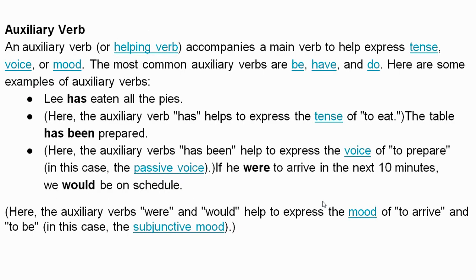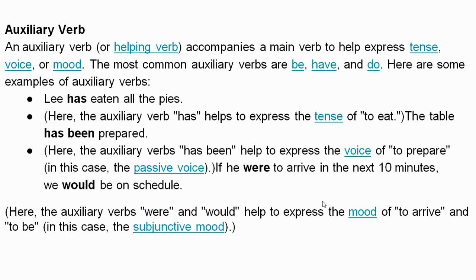Auxiliary verb. An auxiliary verb or helping verb accompanies a main verb to help express tense, voice, or mood. The most common auxiliary verbs are be, have, and do. Here are some examples. Lee has eaten all the pies. Here, the auxiliary verb has helped to express the tense of to eat. The table has been prepared. Here, the auxiliary verb has been helped to express the voice of to prepare, in this case the passive.